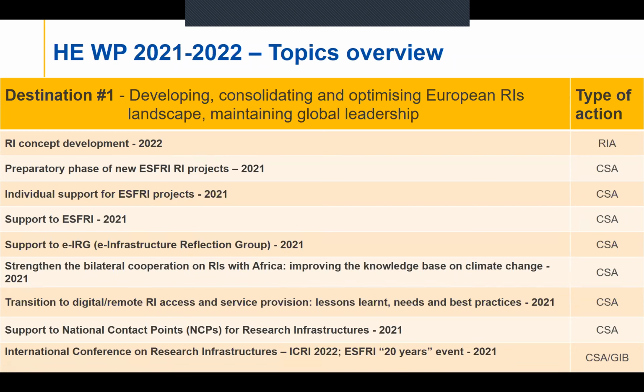Now, this is the list of topics that we have proposed for Destination 1 for the Work Program 2021-2022. And under Destination 1, you see that many of them are implemented as CSAs, so coordination and supporting activities. Whilst the ICRI conference and the ESFRI events that will take place in 2021 will be implemented as identified beneficiaries. As I said, you will see many of the topics that I mentioned before. There is the bilateral cooperation with Africa, and the focus of this topic is on climate change. So also for the future, we expect that international cooperation activities will have a specific focus in one or another scientific domain.